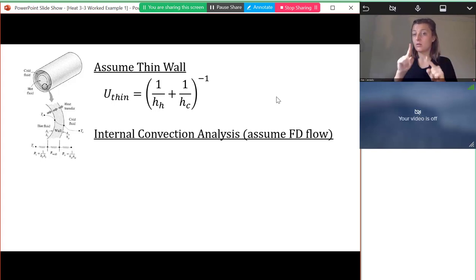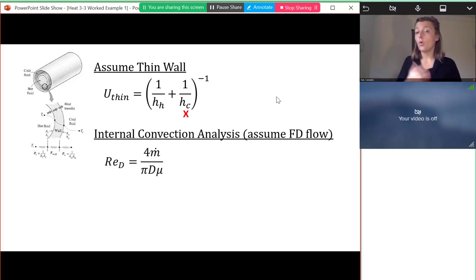So I know the heat transfer coefficient on the hot side, but not the cold side. Here, my cold side fluid is running through the tubes, so I have to do an internal convection analysis through the tubes. The problem tells me to assume that it's fully developed, because these tubes are probably going to be pretty long, so that's probably reasonable, but we'll check that too.